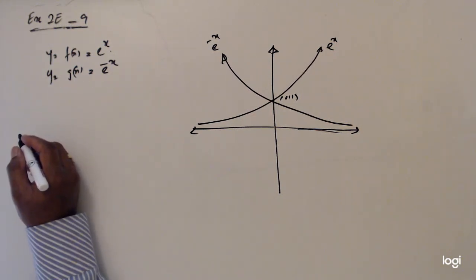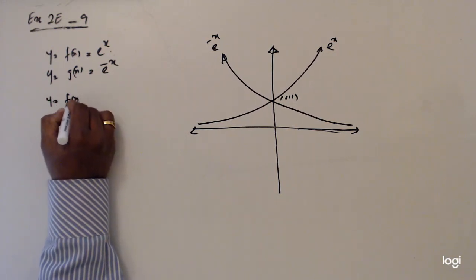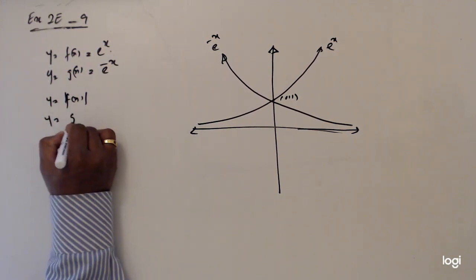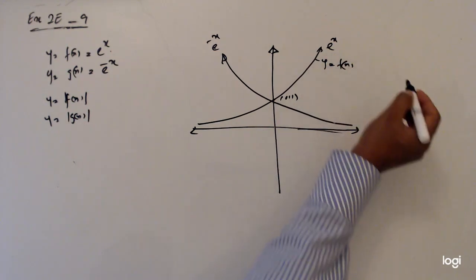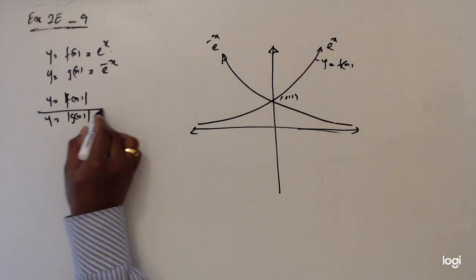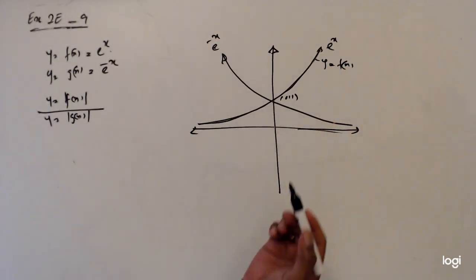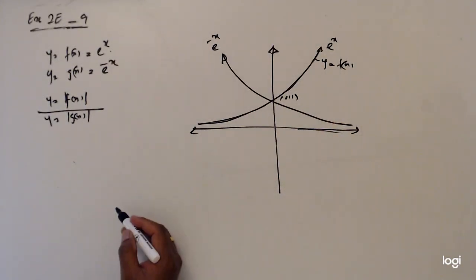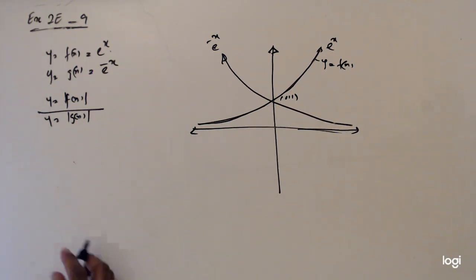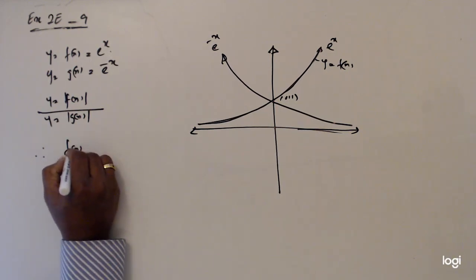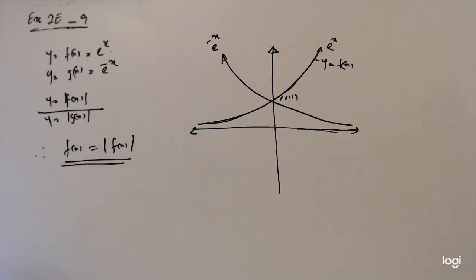Part B, explain why it is not necessary to sketch y equal f(x), y equal f mod x, and y equal g(x) mod x. So this is y equal f(x). Why don't we need mod f(x)? Because when you look at this graph, you can see that all the values are positive, and there are no negative y values to make positive. Hence, f(x) and mod f(x), both graphs are the same.